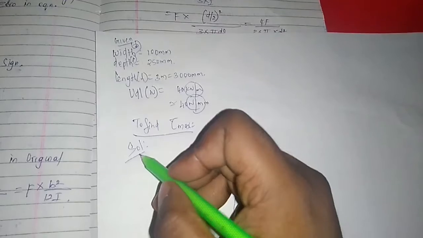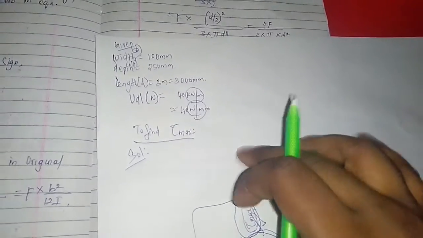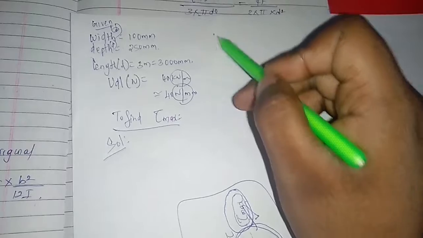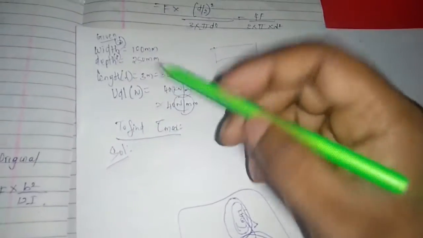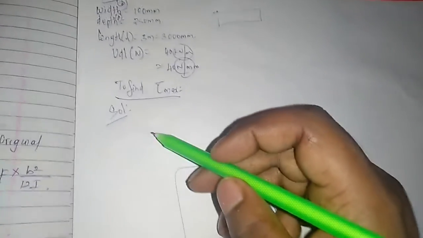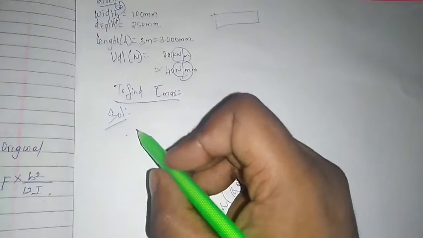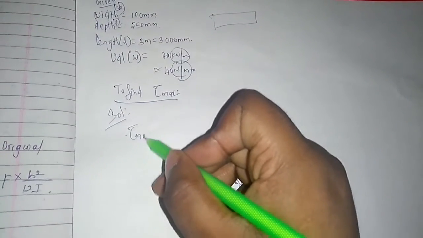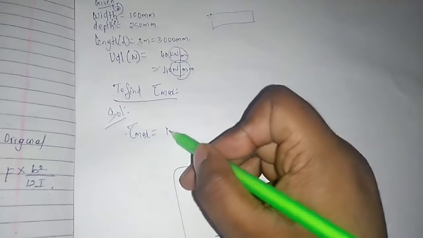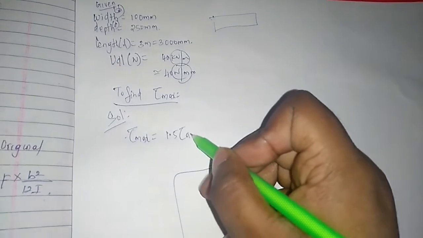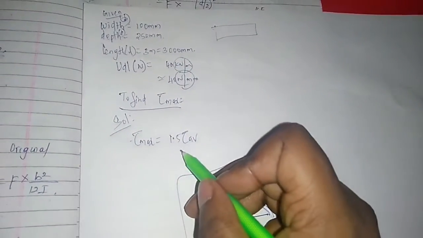So to find the maximum shear stress for a rectangle, see, this is a rectangular wooden beam. Wooden beam means it will be in a rectangular shape only, right? So your maximum shear stress for rectangular is what? What is the formula? We have derived it in the previous class, right? That is 1.5 into average shear stress. Okay, this is the formula. So now let us find it.